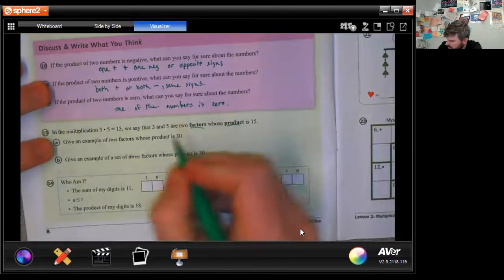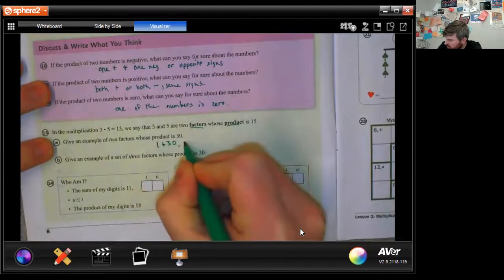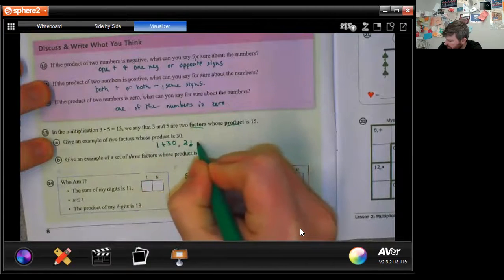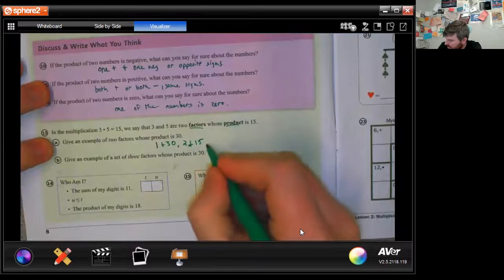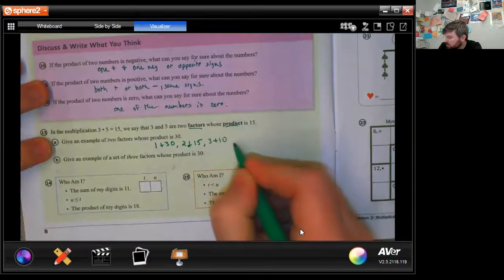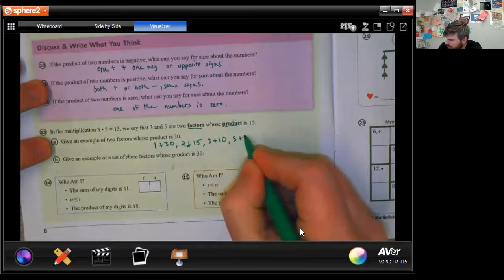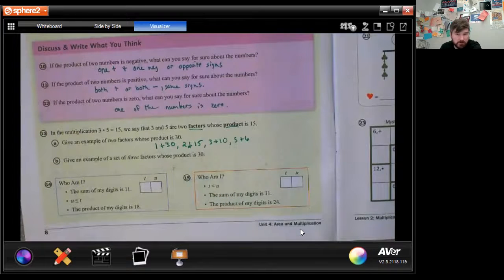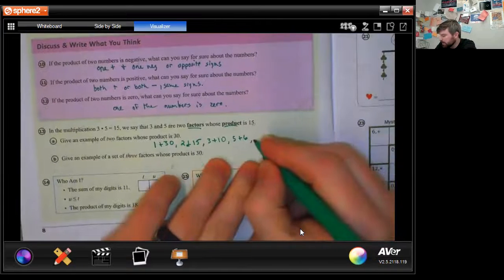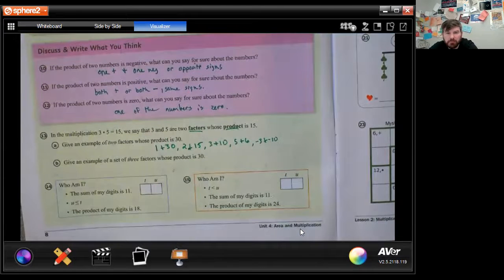Okay, well, we could say 1 and 30. 2 and 15. We could say 3 and 10. We could say 5 and 6. Okay. You could even go as far as saying -3 and -10. Those are factors of 30 that multiply to get 30.